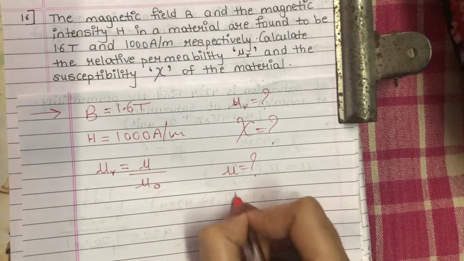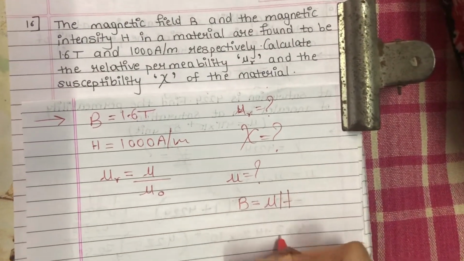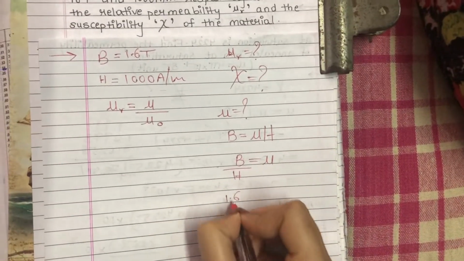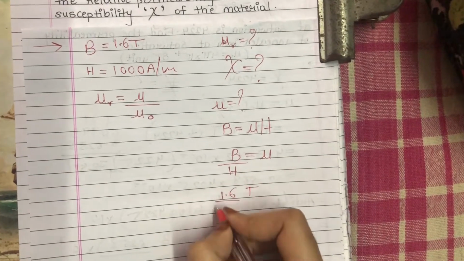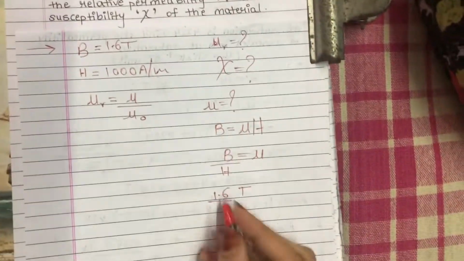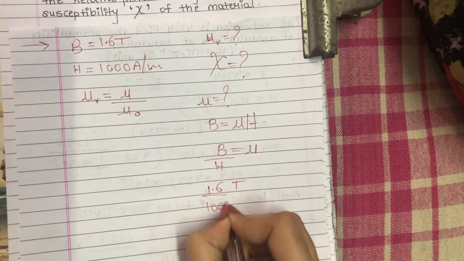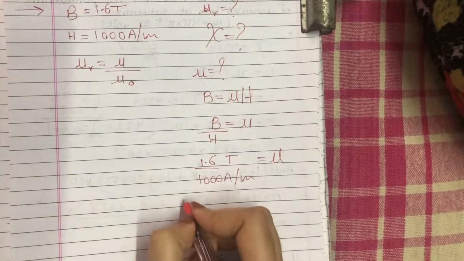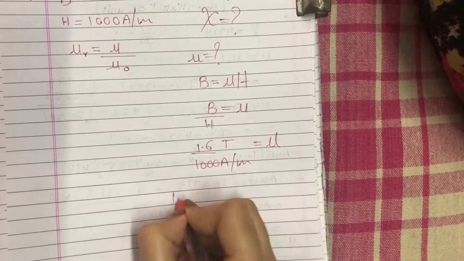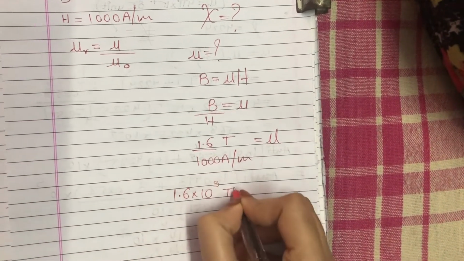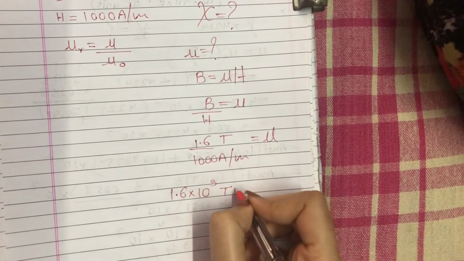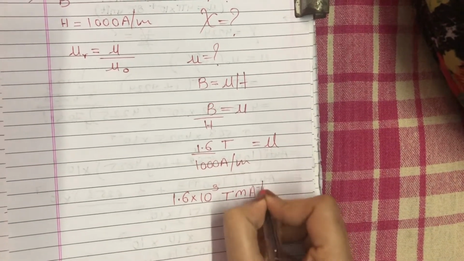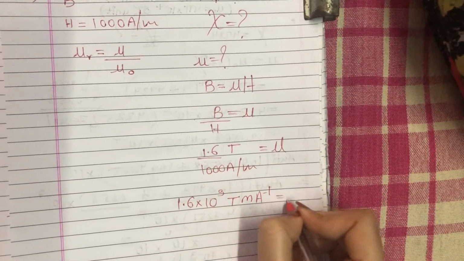We have magnetic field with us. Magnetic field is mu h. So mu is equal to B upon h. B is 1.6 Tesla and magnetic field intensity is 1000 ampere per meter, and this will be my permeability. So I can write it as 1.6 into 10 raised to 3 Tesla. Meter will go of course in the numerator, and if I take this ampere in the numerator, it will become like this, is equal to mu.